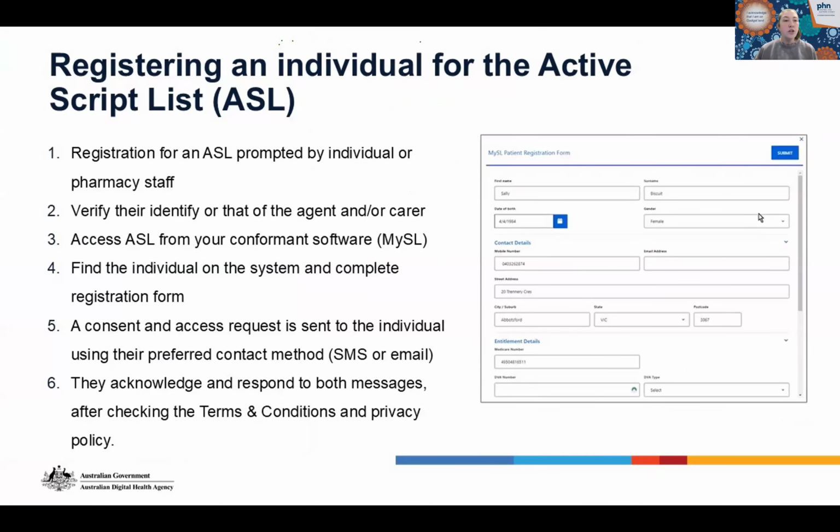And next slide. So the first step in getting a patient on board with the ASL is registering them for the active script list. They then link their active script list with the script management app of their choice. So when a patient requests to register for the ASL, the registration process is initiated via the dispensing software, in some cases prescribing software, but at the moment, generally dispensing software.